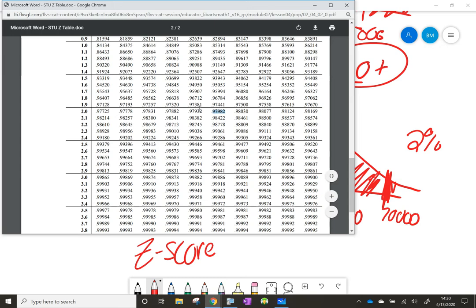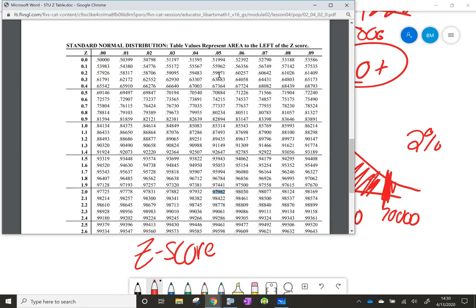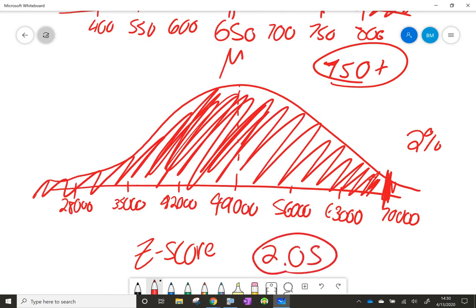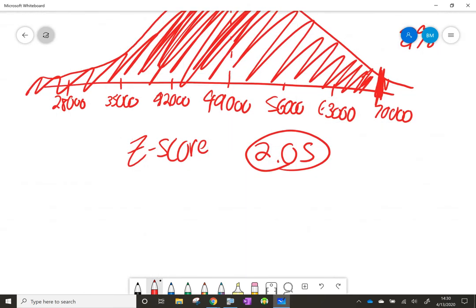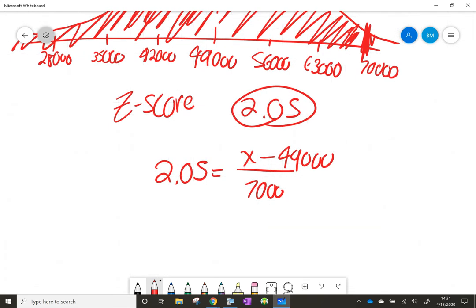So it's at 2.0 and then all the way up to 0.05. So this means that the z-score would be 2.05. So we reverse our formula. Remember, 2.05 is the answer, but we have x minus the mean divided by standard deviation. Now, we know the standard deviation was 7,000. We know the mean was 49,000. So now we just work backwards and solve for x to find out exactly what the value of x was.